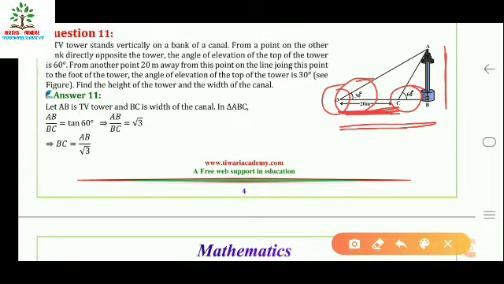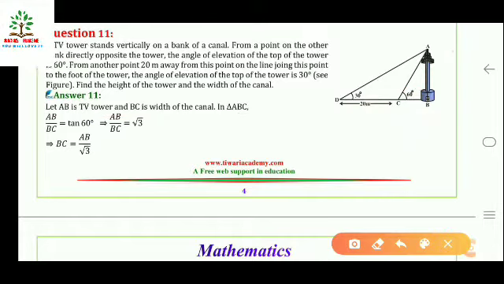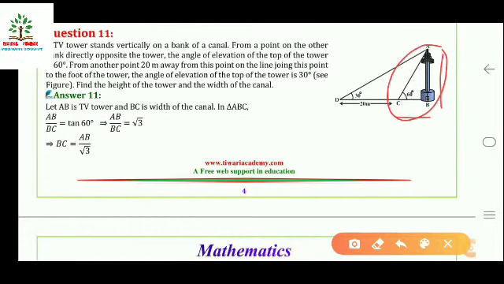So let AB be a TV tower, and BC the width of the canal. We have to find the width of the canal, which is BC. In triangle ABC we have perpendicular over base, tan 60 degrees. So AB over BC is equal to tan 60, which is root 3, and BC is equal to AB over root 3.